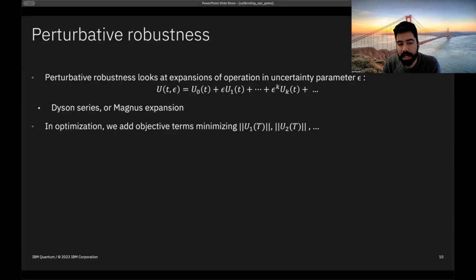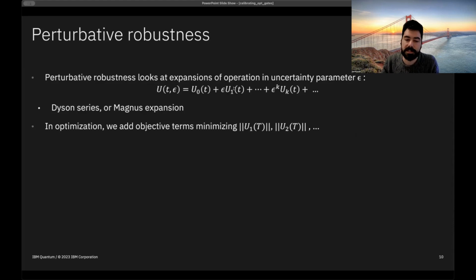And then, okay, so you have this expansion, and then what it means to add perturbative robustness. There's different things, but the simplest version would be adding a term, like say, take the first order correction and just defining a term that's the norm of that and trying to minimize that. So basically we want it to be first order insensitive to epsilon or something like that. So that would be kind of the way of thinking about it. And then you can go to higher orders if you want.